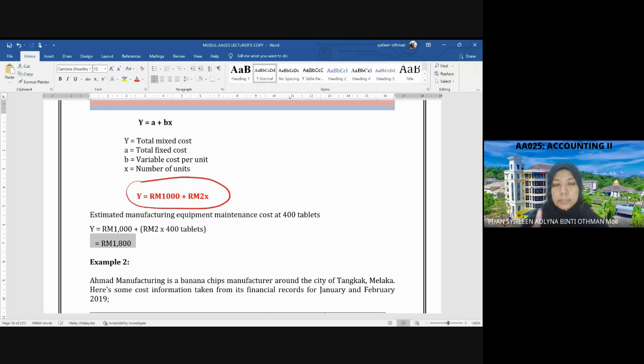Okay, alright, so itu kalau awak hanya diberi satu mixed cost saja. Okay, soalan A ni, example 1 ni, dia cuma bagi awak satu saja cost. And satu saja cost tu ialah maintenance cost which is mixed cost. Okay, alright, kita go to example 2. Okay, ada beza example 2 dengan example 1.